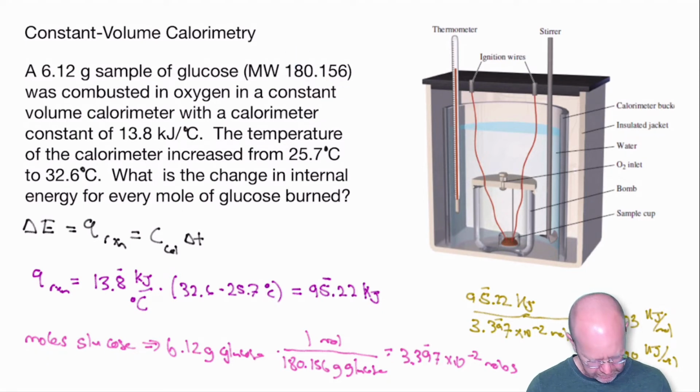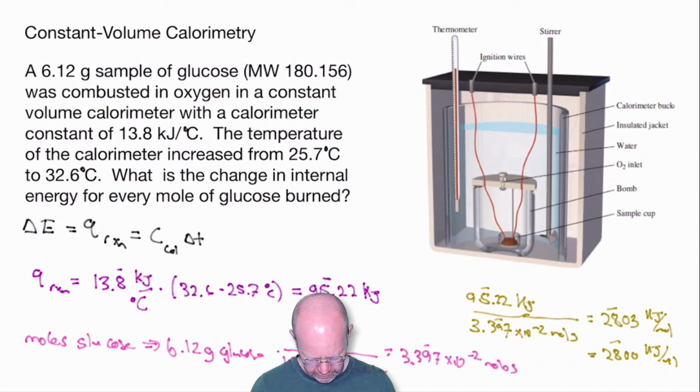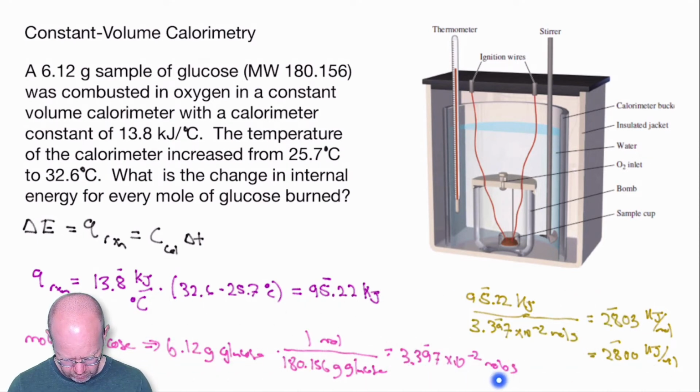The molecular weight's given there, so we don't have to calculate it. So 6.12 grams of glucose, 180.156 grams of glucose per mole of glucose gives us 3.397 times 10 to the minus 2 moles of glucose. So that's how many moles of glucose were involved.